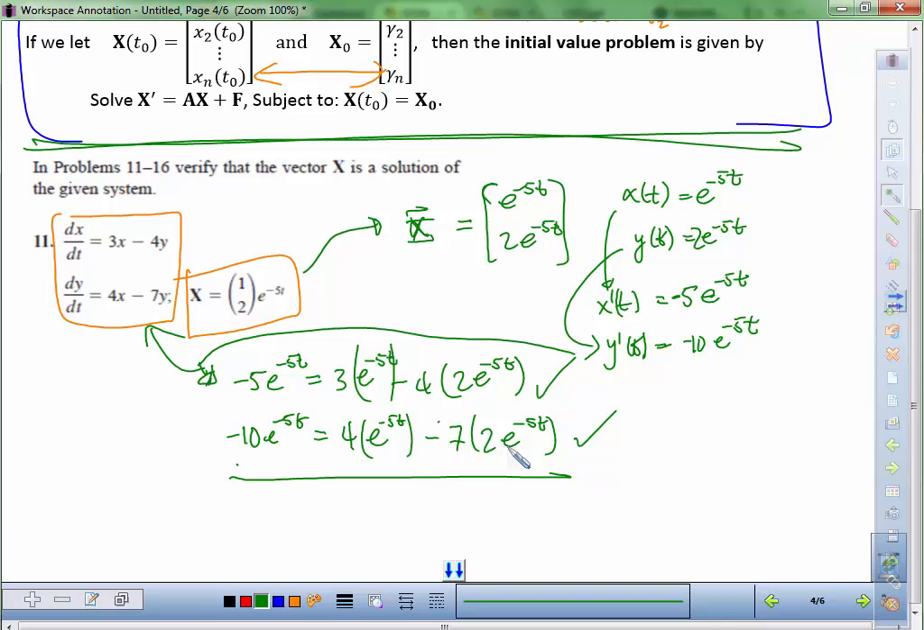Okay, and notice how the solution is written. A lot of times we're going to write our solutions like this, with a function on the outside, but remember that that just works out to distributing that e to the negative 5t, that scalar function, into that vector. Good? Still easy?